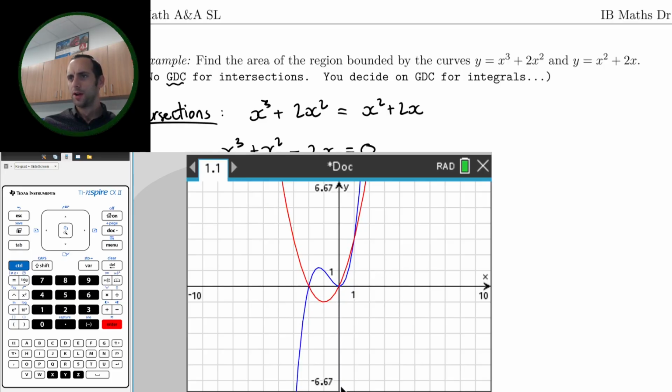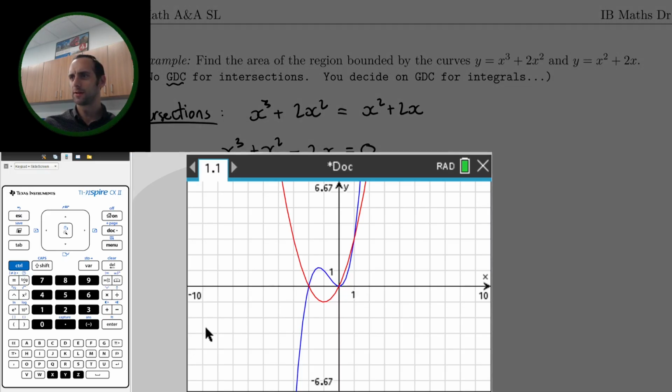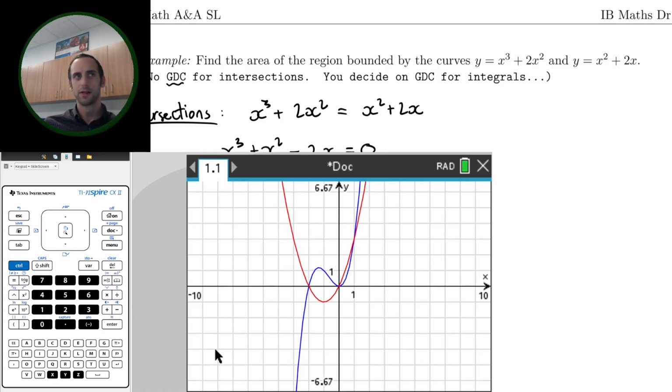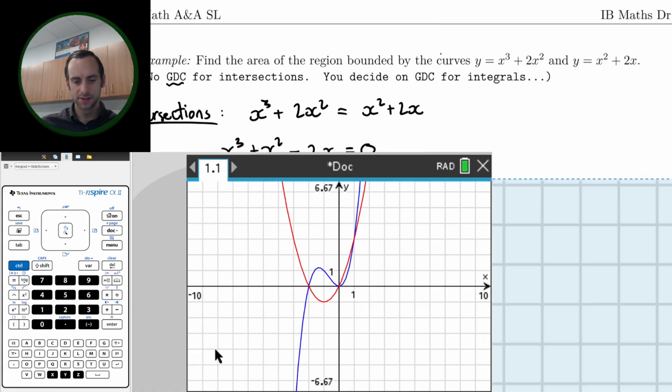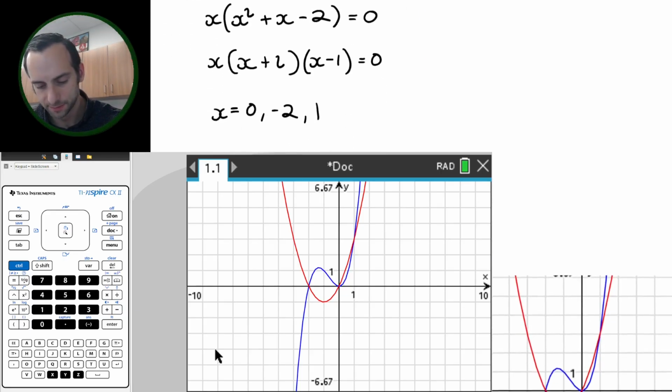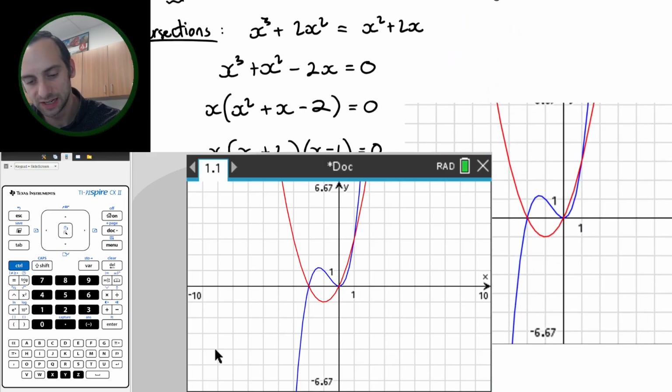I'm going to screenshot that so I don't have to draw it myself, because I'm kind of lazy. I'll grab a screenshot of that and bring it into our working document. There it is. We'll resize it, and we'll begin setting up some integrals here.